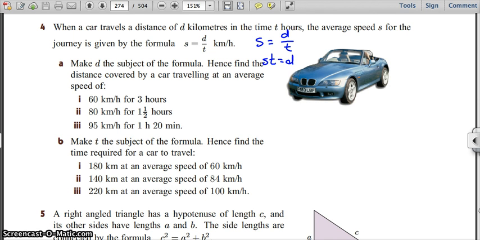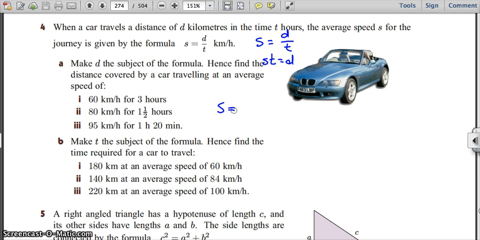Make D the subject, hence find the distance covered by the car travelling at an average speed. When a car travels a distance of D kilometres over T time in hours, the average speed. So 60 multiplied by 3 will give us how far it travels, 180 kilometres. Yeah? Yep.